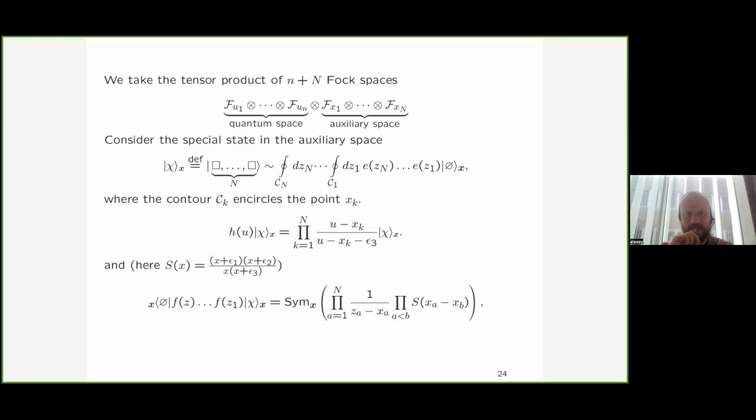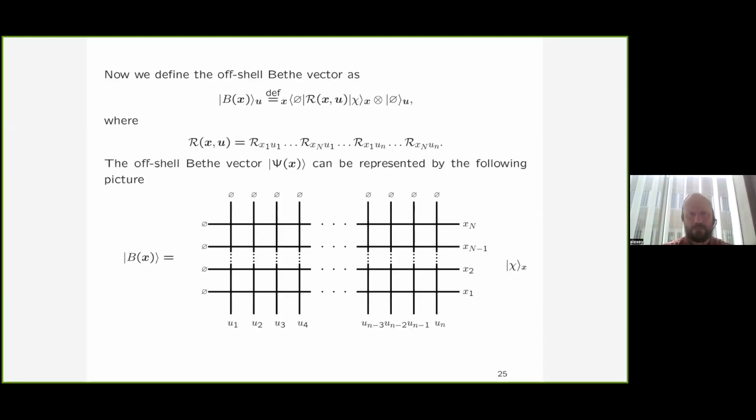Very simple thing. And another ingredient which I need is this. You can easily compute this type of scalar product of chi and this product of, sorry, it should be large n here, of n annihilation operators. You can easily compute it. It's some symmetrization of this rational function just from commutation relations. So these are basic ingredients which I need now.